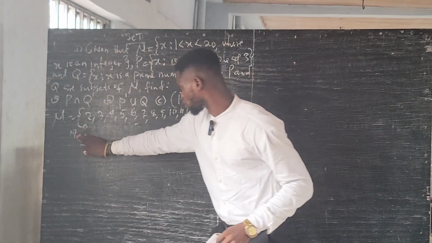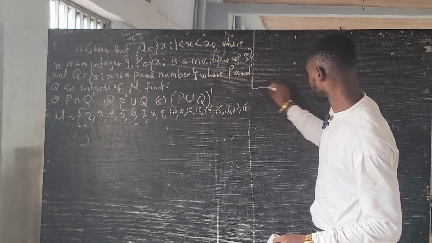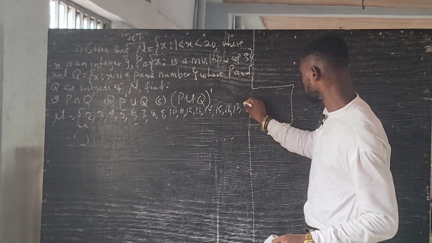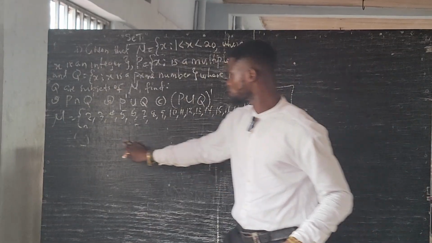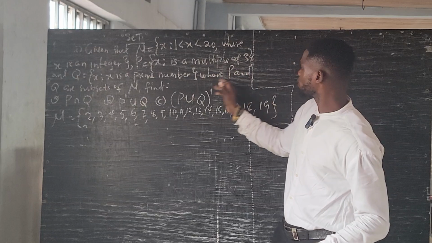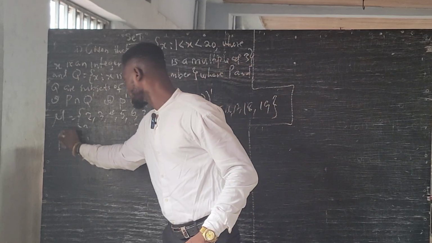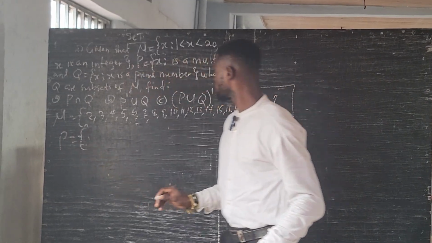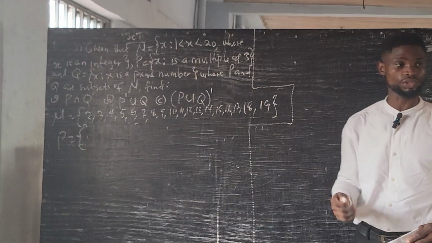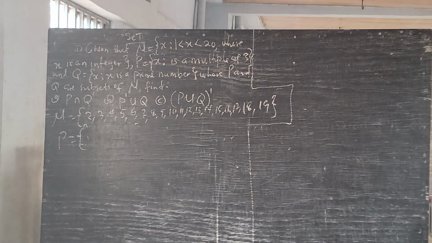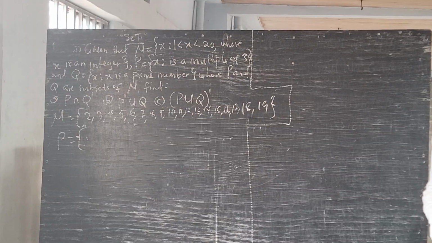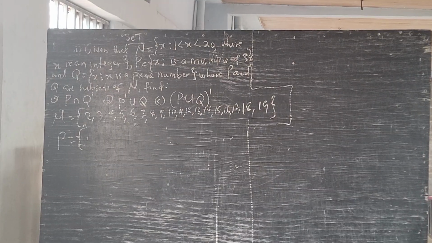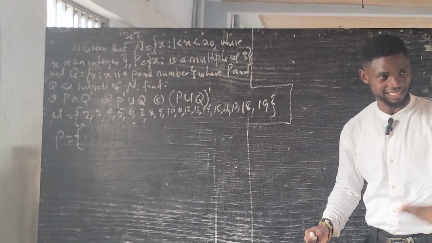Okay, permit me to extend it here. So we have 18, 19. The second one is P, and they said that P is a multiple of 3. What do you mean by multiple of 3? You will be counting in 3 steps. 3, after 3 we have 6, after 6 we have 9. That is multiples of 3 in 3 steps.